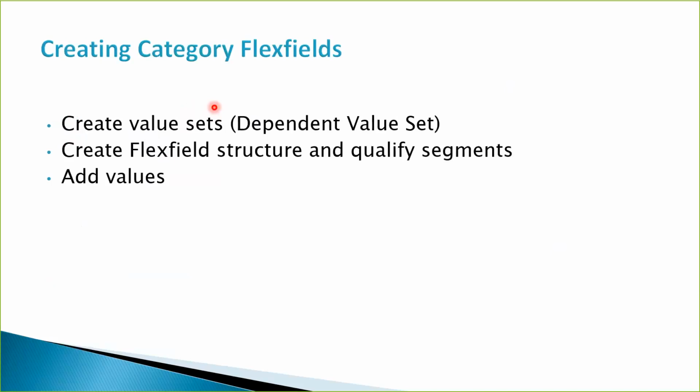And the minor is going to be a dependent value set, which means depending on the value you select for the first segment, it will determine what values are available to you in the second segment for the minor value set. And we're going to see how that works. And then we are going to create the flex field structure, of course, and qualify the segments, whereby we need to qualify one segment as a major segment. And we said this is important, especially in capital budgeting. When you enter the budgets for your assets, you do that against the major category.